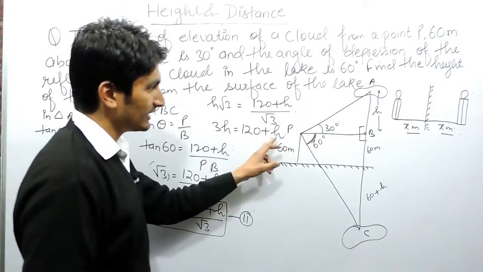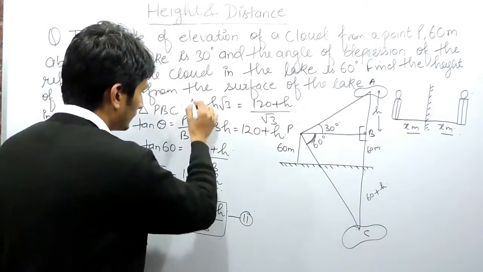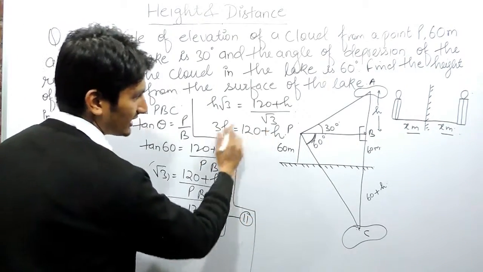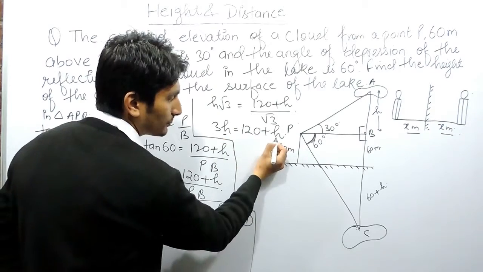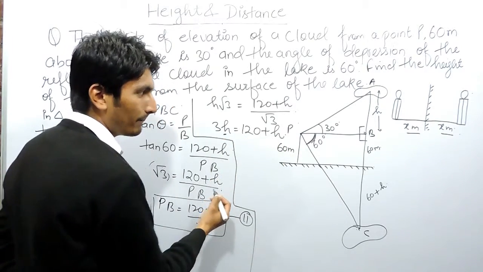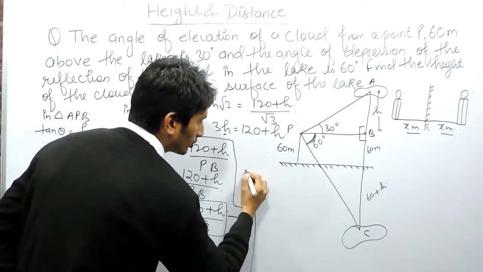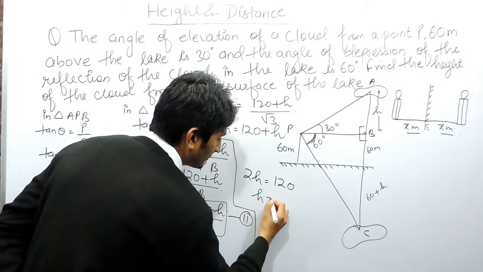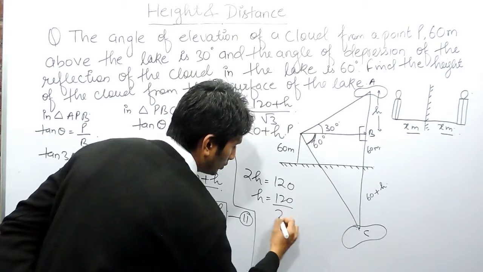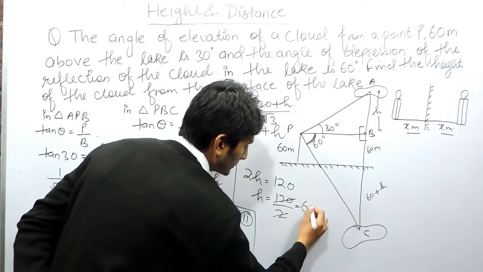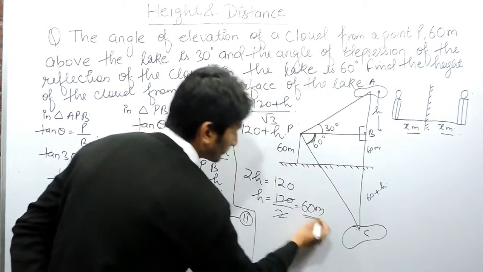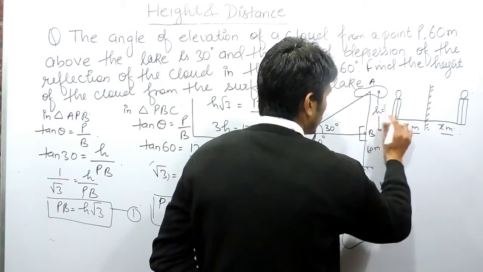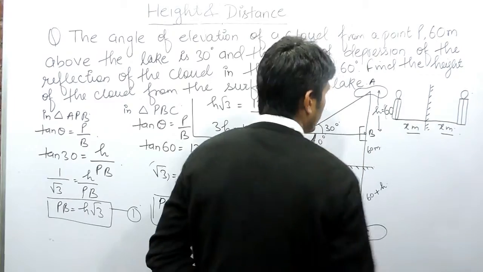Now if I shift this h here, so 3h, and this positive h when shifted to this side will become minus, and 3 minus 1 will be equal to 2h, and this should be equal to 120, and h must be equal to 120 upon 2. So this should be equal to 60 meters. So this height must be equal to 60 meters.